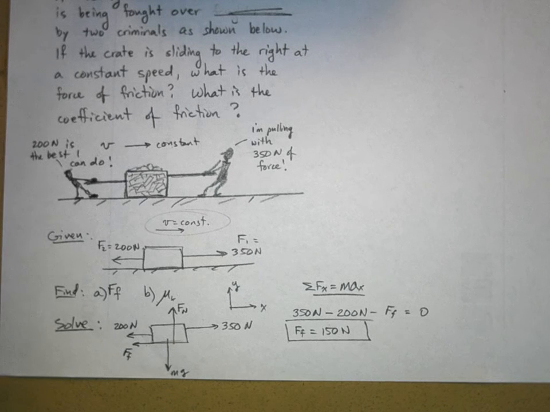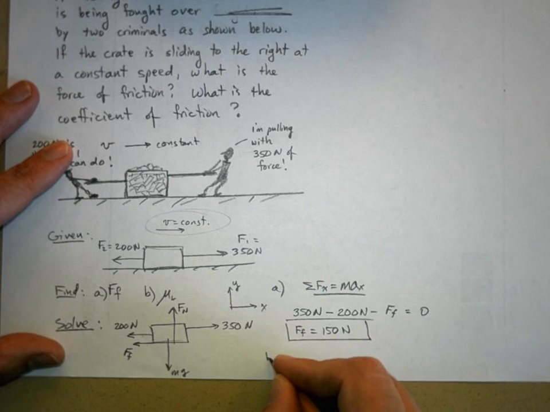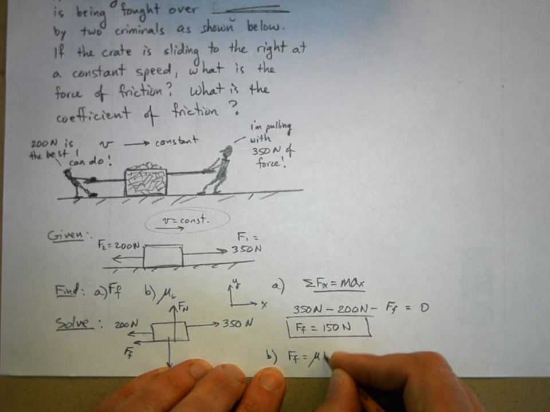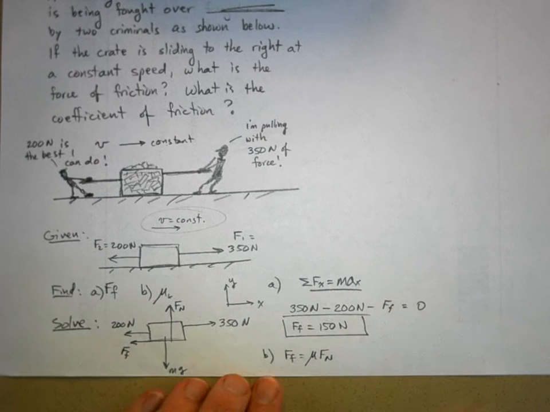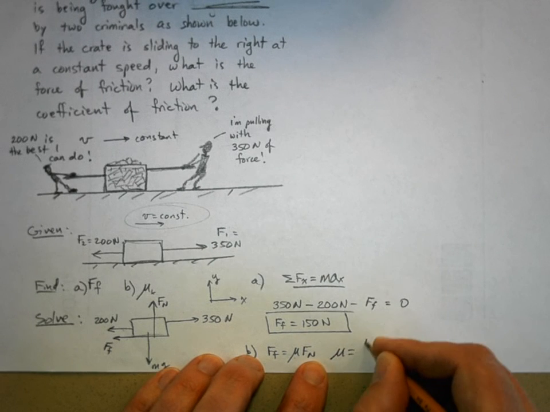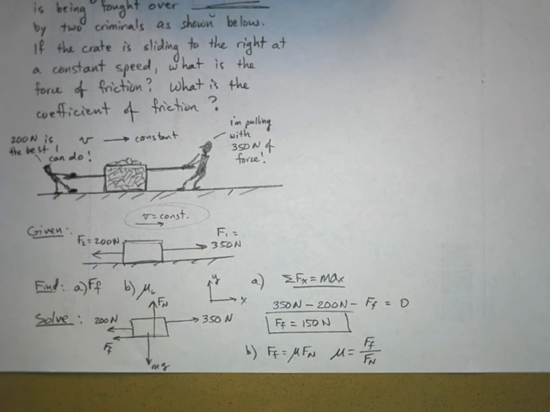Okay, now we want the coefficient of friction. Well, this is part A. So for part B, I know that the force of friction is equal to mu times the normal force. Okay, so I'm looking for mu. So I know that mu is equal to the force of friction divided by the normal force. Now look, at this point we've done this so many times that I will allow you to get a little bit lazy here if you want.